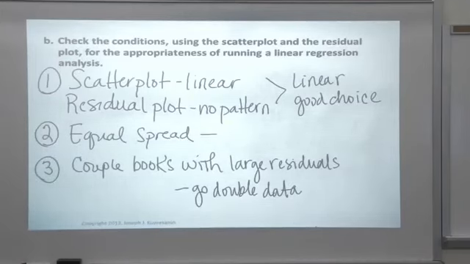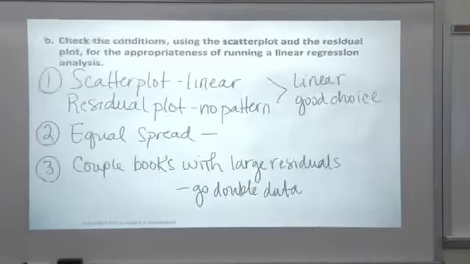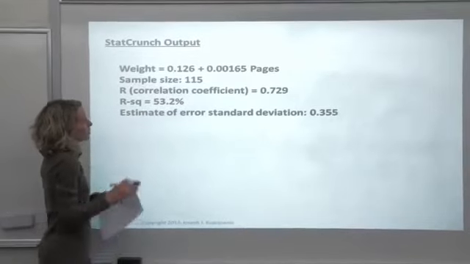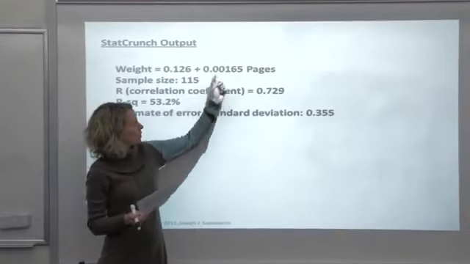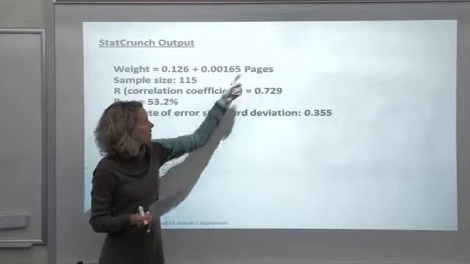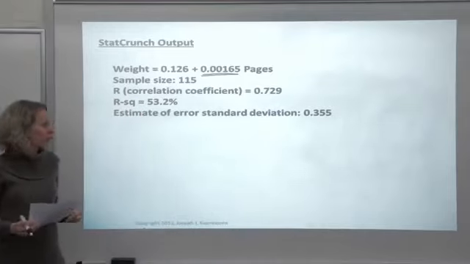All right, part C. Interpret with a sentence in context the value of the slope. All right, let me go back. The slope. So here's our regression equation. Remember, the slope is the coefficient that's being multiplied by x. It's connected with x. So this is our slope. And we want to write a sentence to interpret that.